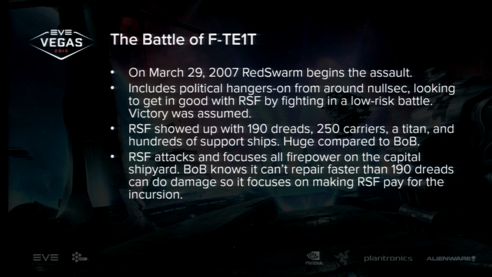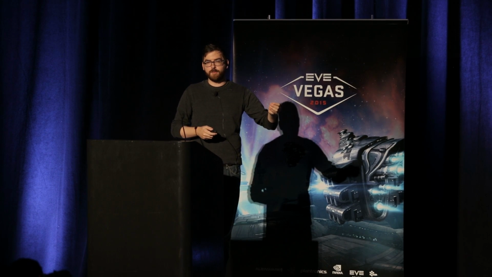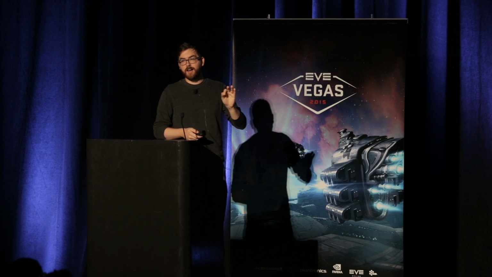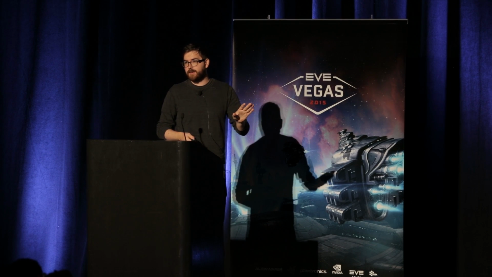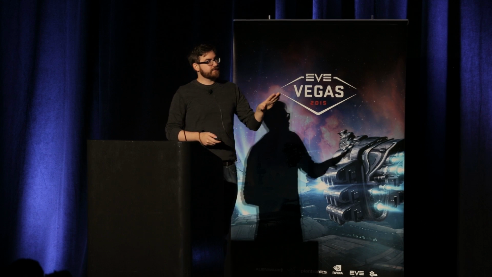And Band of Brothers is trying to repair this shipyard as the damage is incoming. But eventually they realize they can't. They just focus their strategy on making Red Swarm pay as much as they possibly can for this assault. And so they start bubbling up their dreadnoughts and trying to take down as many as they can before this fight is over. And they managed to take down 40 dreadnoughts, which was, at the time, the most dreads ever lost in a single battle. But the in-built Titan is destroyed.